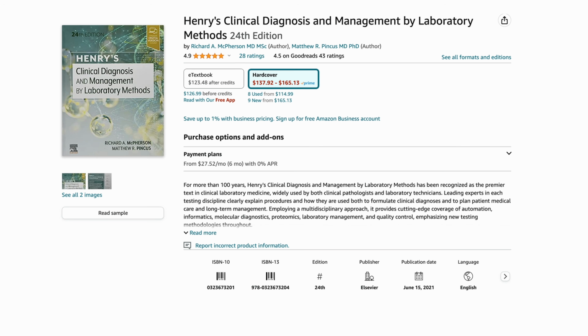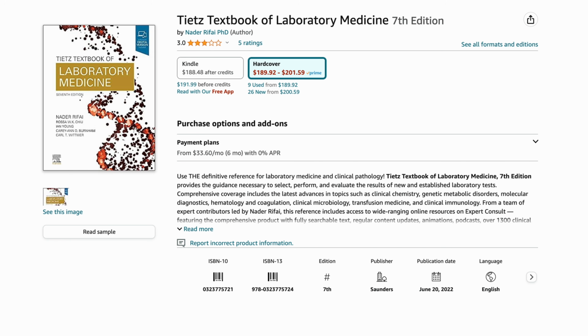For the CP side of pathology, the first one is Henry's. This is the one I bought and I found very helpful. It has all the subsections of clinical pathology and it's very comprehensive, so you will find almost any information that you are looking for. The other one is Tietz Textbook of Laboratory Medicine. This is also another comprehensive book that covers the latest advances in topics such as clinical chemistry, molecular.